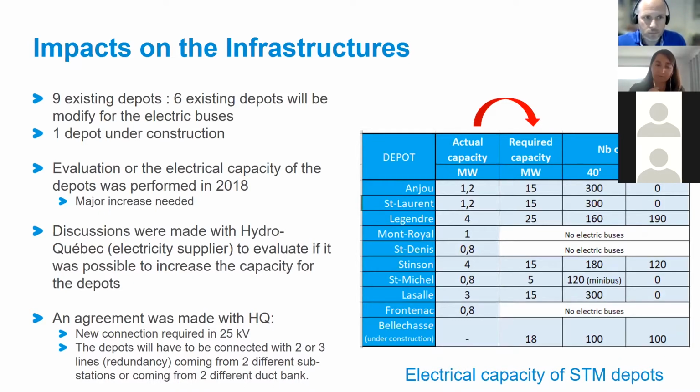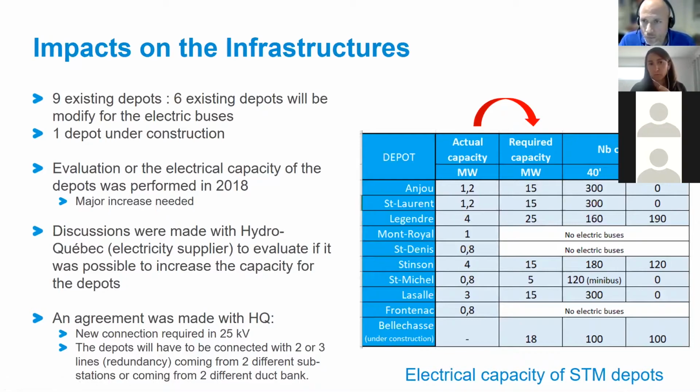When we started talking about electrification at the STM, we realized that the impact on our depot was going to be major. So we did some studies to see first the impact on our electric capacity for each depot. And we realized that, as you can see here in the data, the required capacity in electricity for our depot, there's a major increase for each depot.